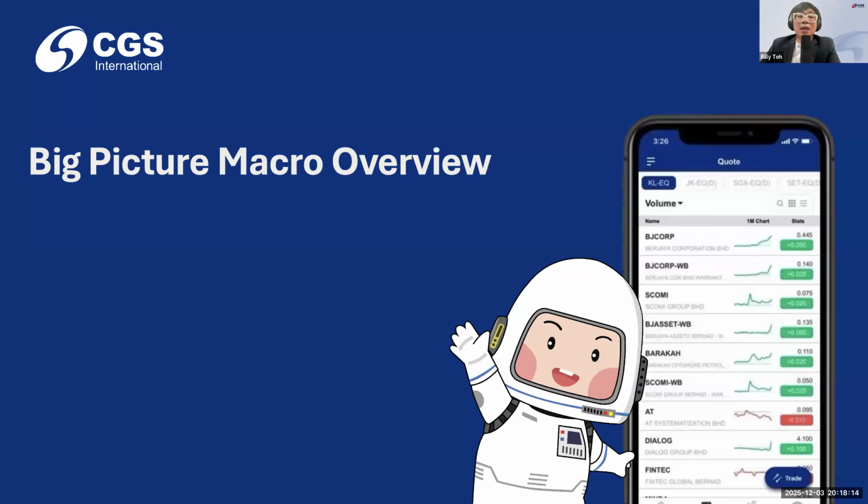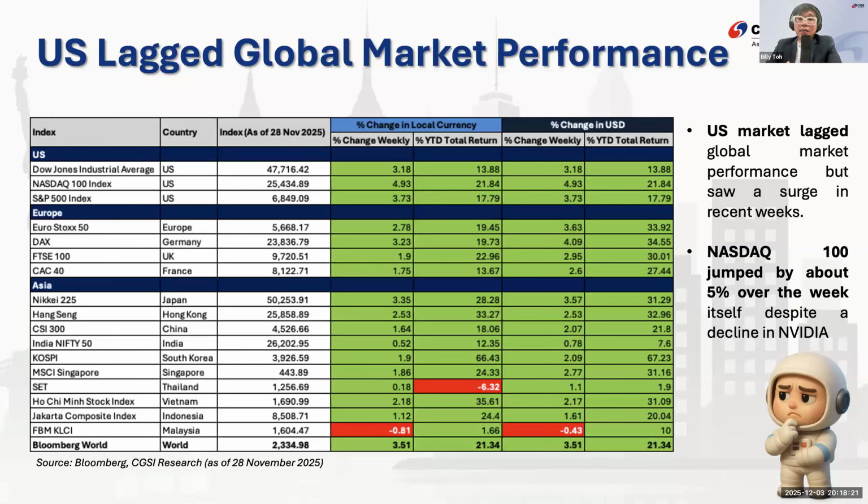All right. Okay, so let's start with the big picture overview first. I think the first thing we need to look at is the global market performance. A lot of people have been talking about how the US market has rallied quite a fair bit. The US exceptionalism story did not happen in 2025, actually.